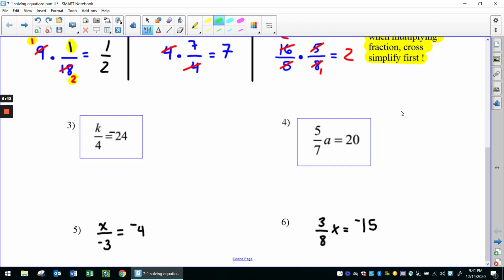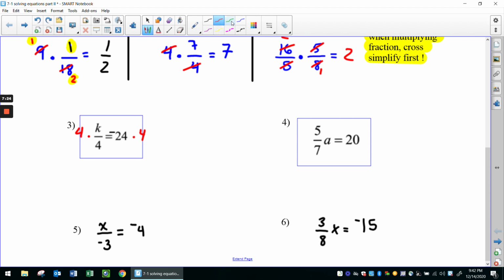Problem number 3, we will be using the concepts that we just learned, the little techniques that we learned. So we have k over 4 is equal to negative 24, right? So what we have to do here is we're going to multiply. Because k is being divided by 4, what we're going to do is the opposite of division, which is multiplication. So we're going to multiply by 4 on both sides. Once you multiply by 4, you notice that 4 times k over 4, you can cross simplify that. So whatever we do on this side, we must do to this side.